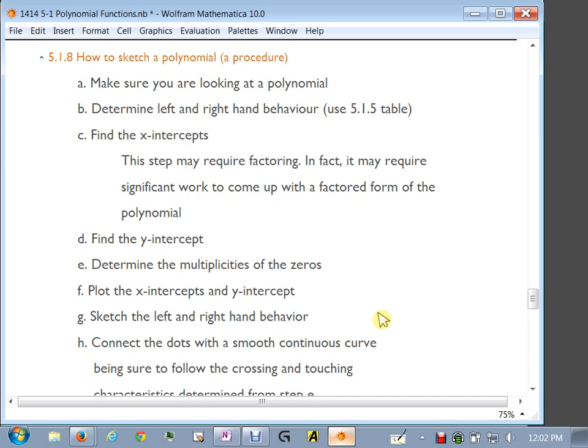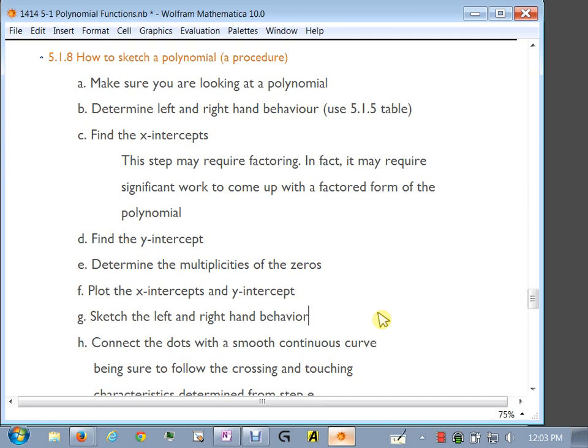So, first of all, this should look familiar. Step A. Make sure you're looking at a polynomial. That was step A of the quadratics, wasn't it? Make sure you're looking at a quadratic. So we want to make sure we have a polynomial. Then we want to determine the left and right-hand behavior. You can use that table that I gave you earlier. The next thing is to find the x-intercepts. That may, like I said, require a significant amount of work. We will spend the entire next class looking at factoring in a way that you probably have not factored before.